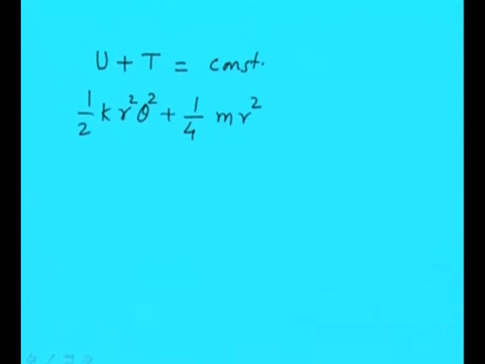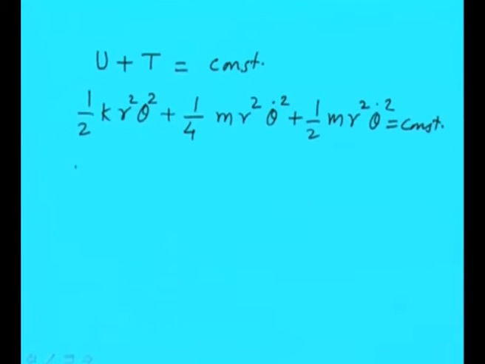So if we do that, the total potential energy and kinetic energy, which is constant, can be written as half k r square theta square plus 1 by 4 m r square theta dot square, plus the kinetic energy due to the linear term, which is a constant. If you differentiate this, that quantity will be 0.